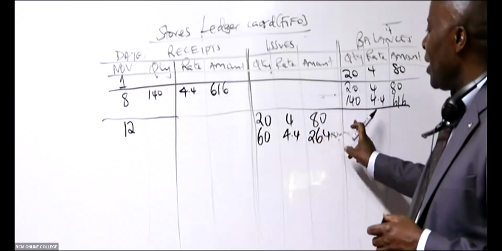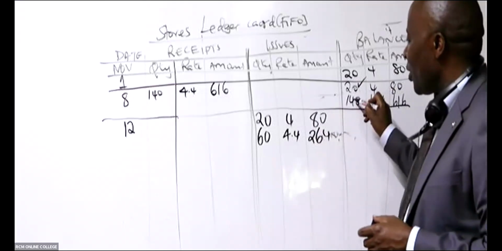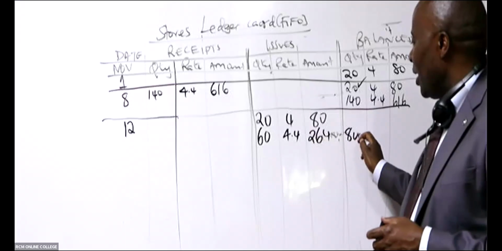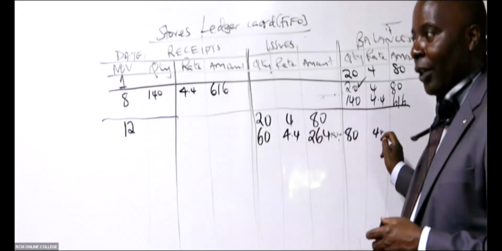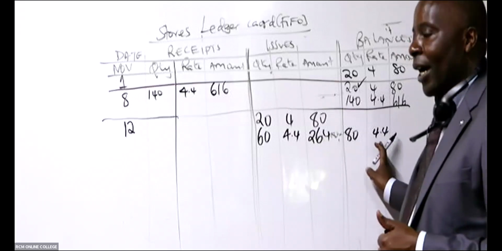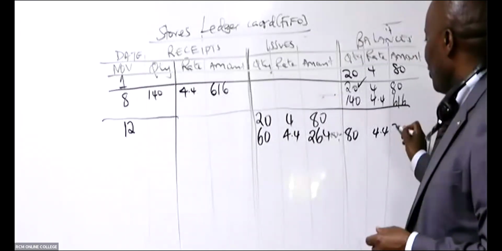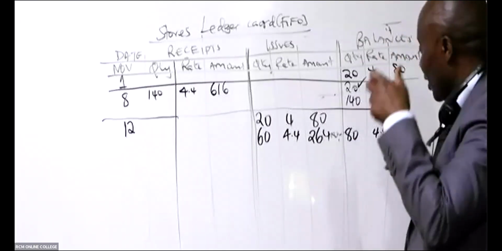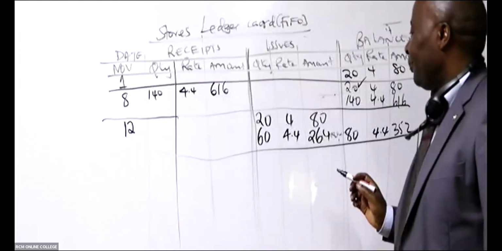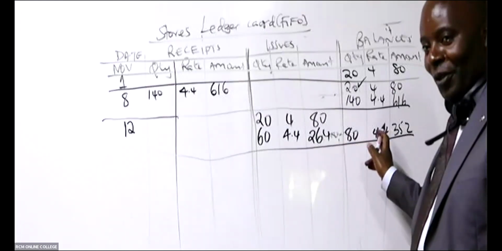So can we kindly update our balance? Remember now 20 has been issued fully, and out of 140, we have issued 60. So then what is left of this? We are left with 80 at what rate? At 4.4. So 80 times 4.4 will give me how much? 352, like that. Then come and underline this. So now remember, you only have one batch, which is 80 at 4.4.